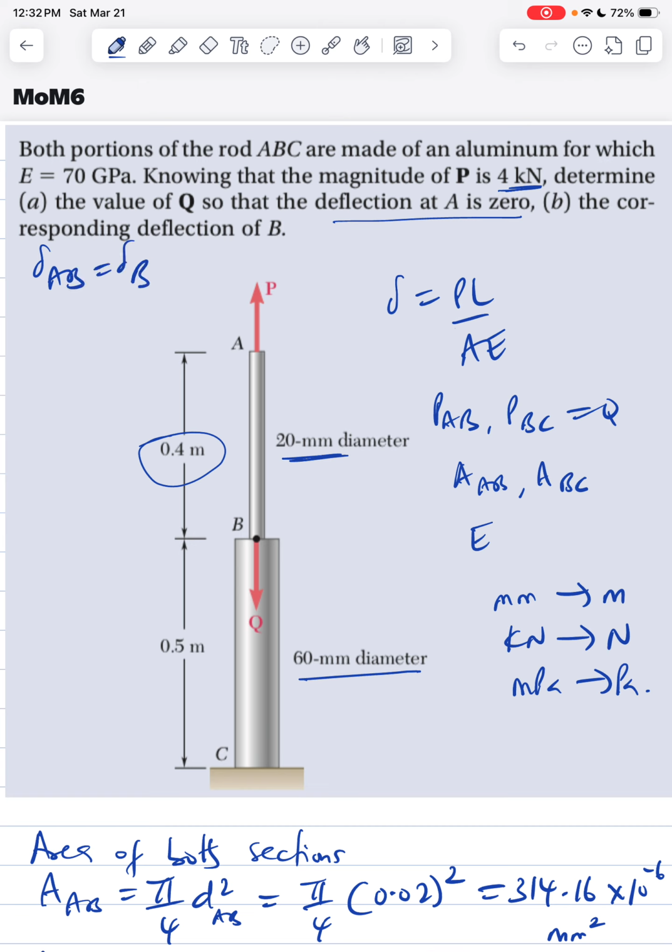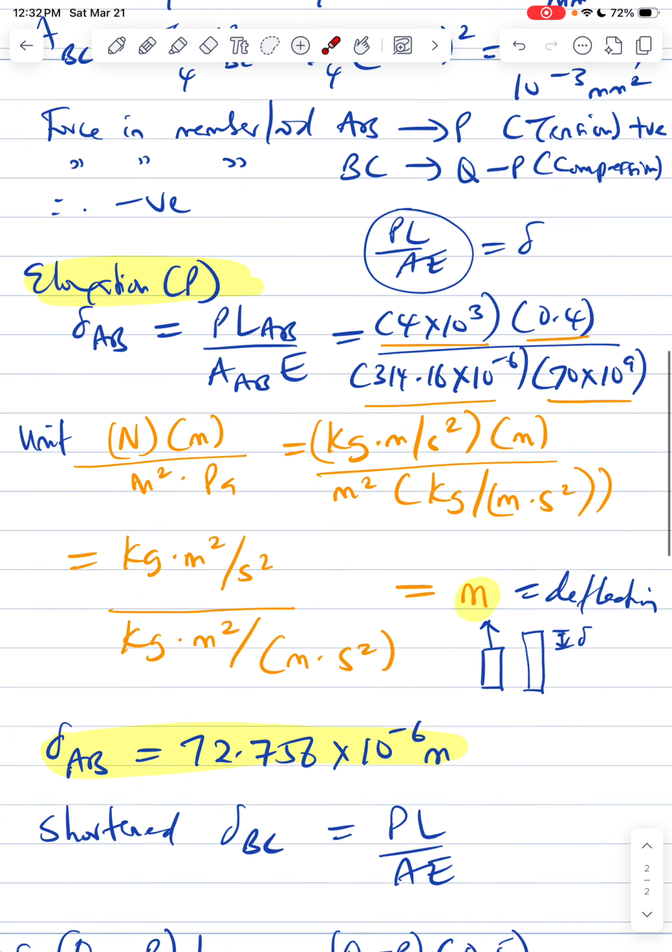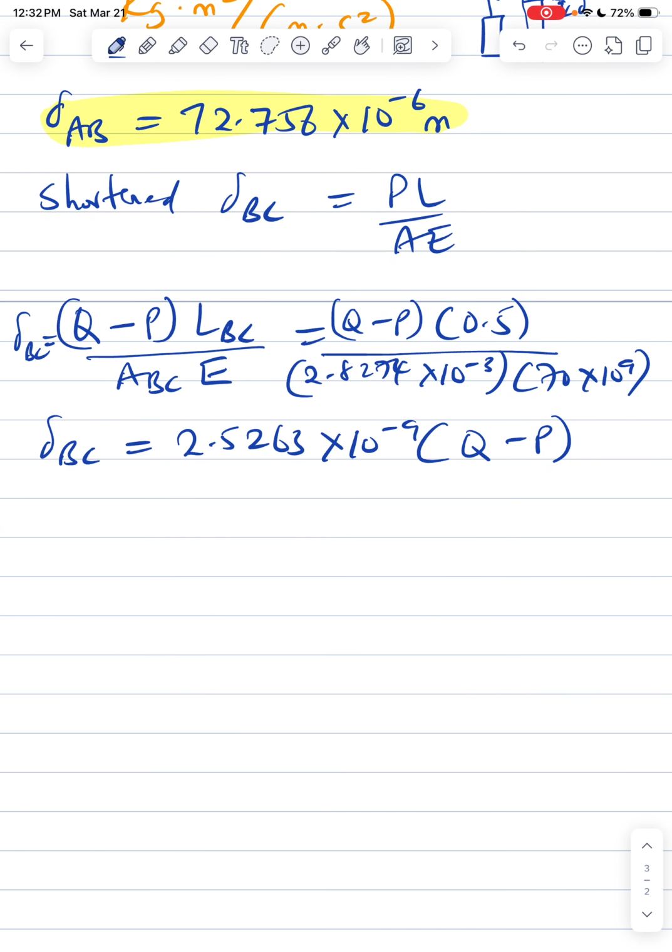delta AB equals delta BC, right? Because if you're pulling with a force here and pulling with another force here, but there's no movement at this point, then whatever AB extends by, BC extends by the same amount. If this is not moving, and this is moving by 2, then overall deflection is going down by 2. So that's exactly the idea.